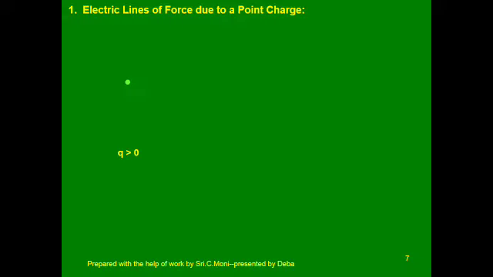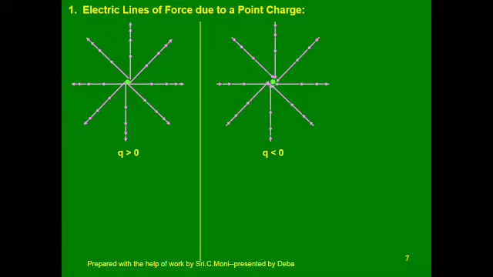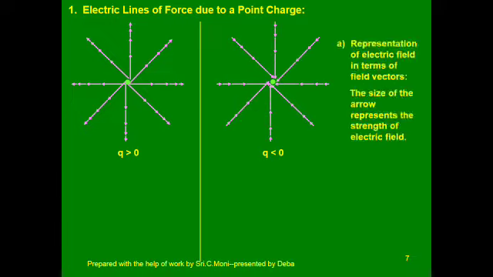If Q is greater than 0, it means Q is positive. The direction of the electric field lines will be radially outward. You can understand, because plus Q naught and plus Q, they are repelling each other. Similarly, if Q is less than 0, that means it's negative, then electric field lines will be directed inward.